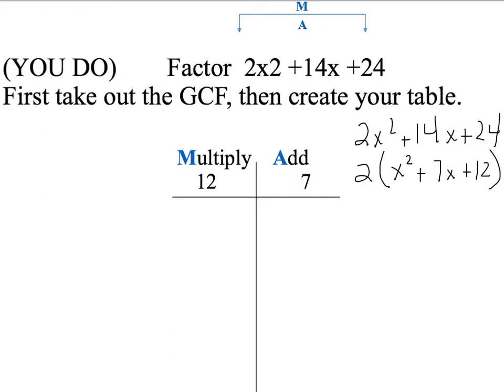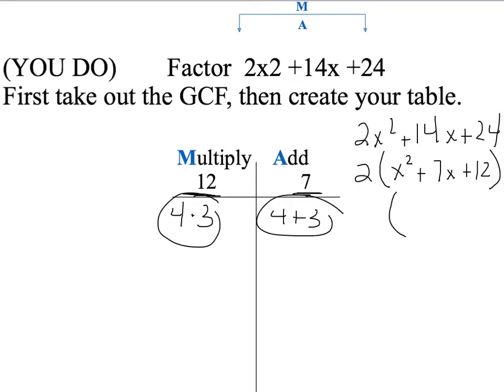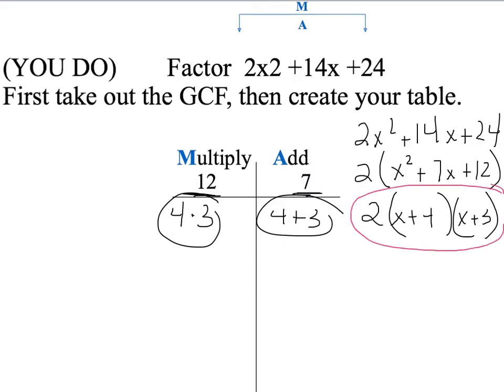Okay, so two numbers that multiply to be 12 and add up to 7. Those numbers are 4 times 3 and 4 plus 3. Okay, they're both positive. So this trinomial right here becomes x plus 4 and x plus 3. Okay, then I need to bring down the 2 that I had factored out. And I now have 2 times x plus 4 times x plus 3.